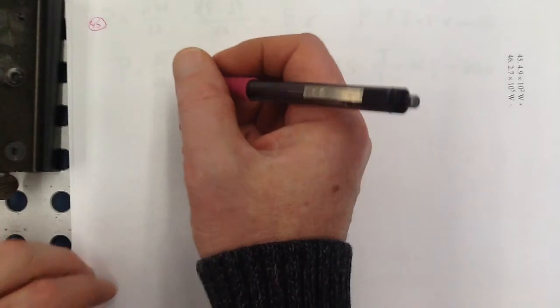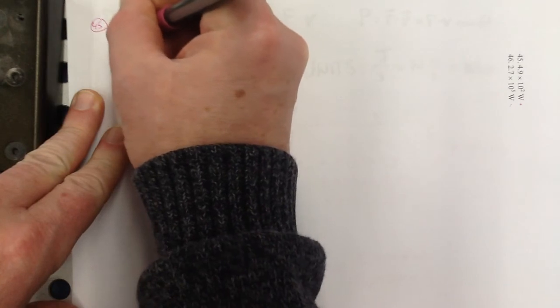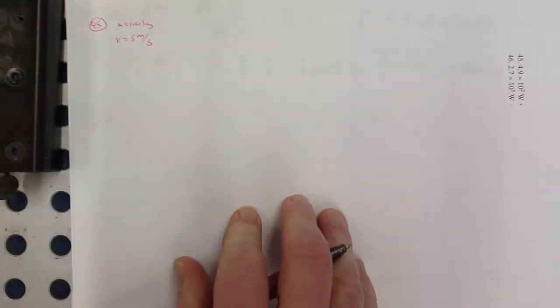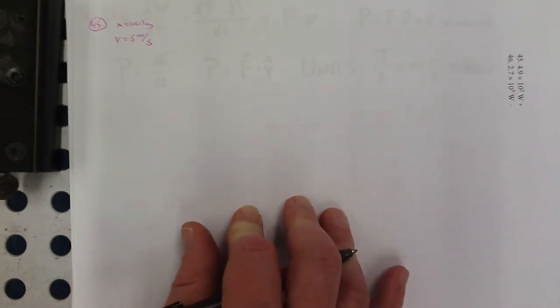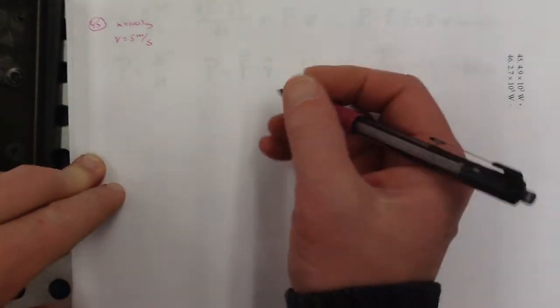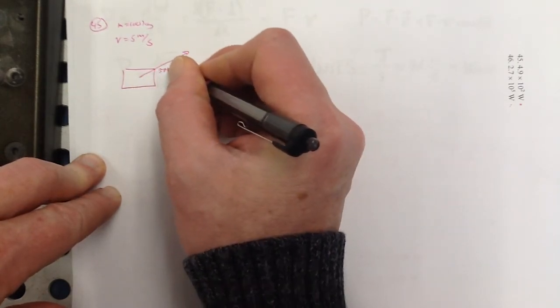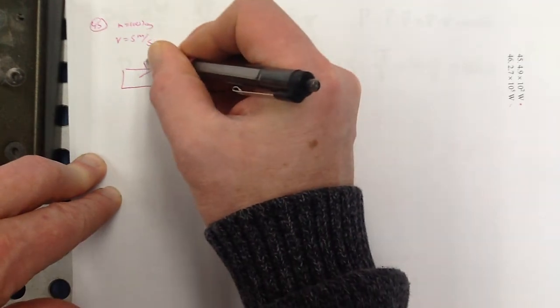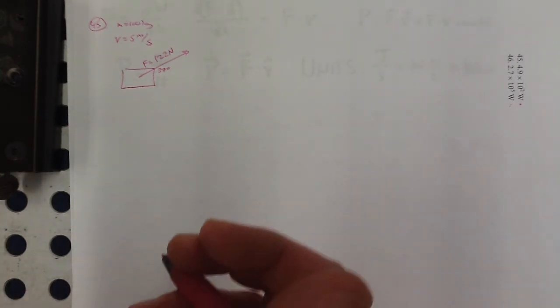So 45, a 100 kilogram block is pulled at a constant speed of 5 meters per second across a horizontal floor by an applied force of 122 newtons directed 37 degrees above the horizontal. What is the rate at which the force does work on the block? In other words, power, right? What is the rate at which work is done? That is what power is.